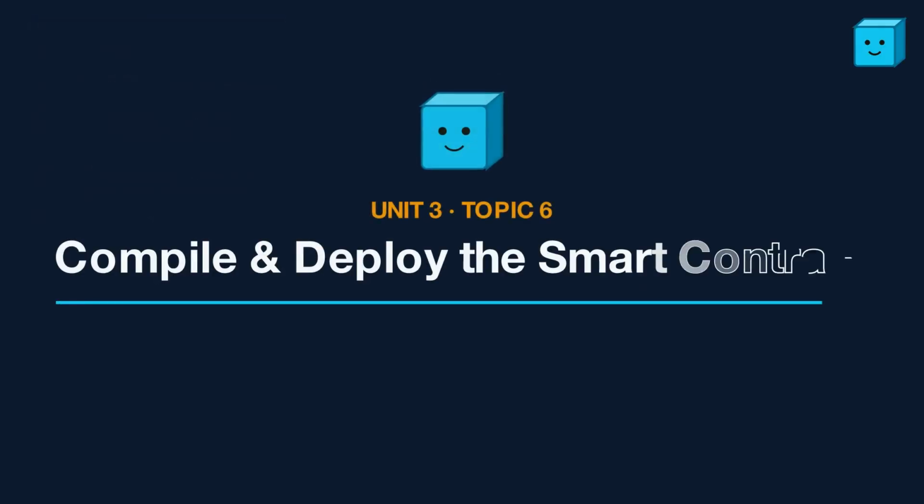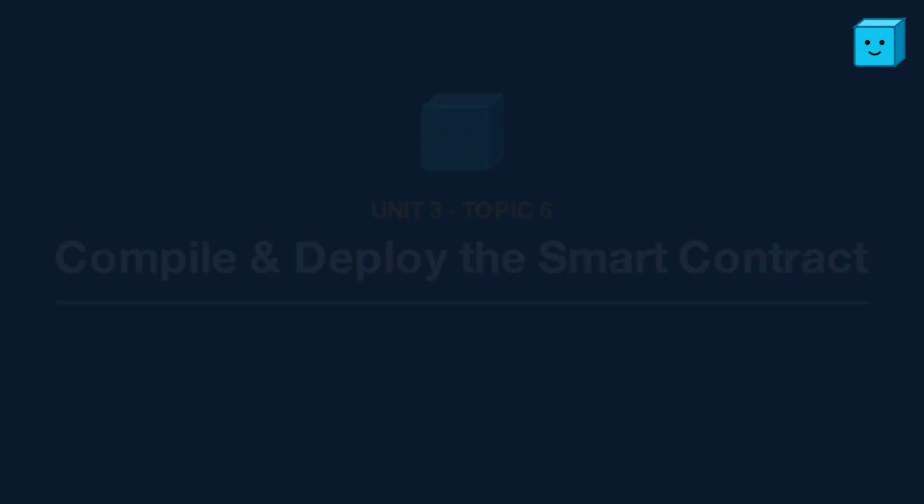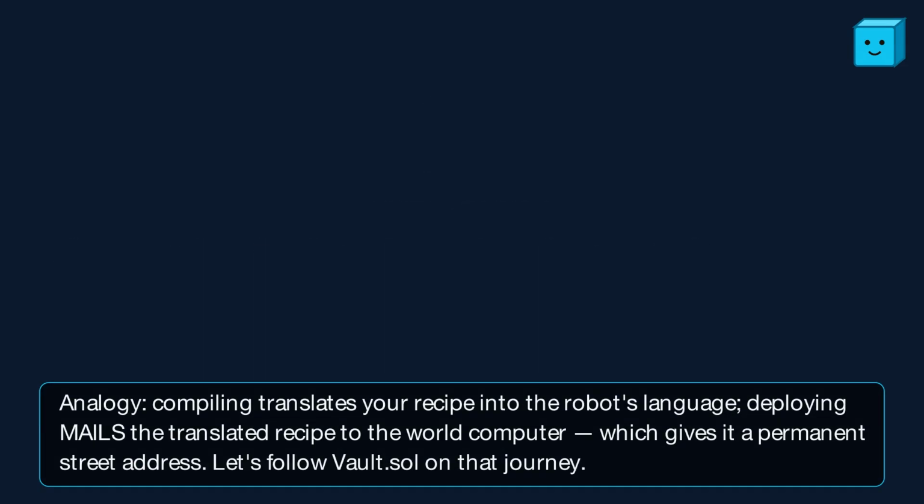Unit 3, Topic 6. Compile and deploy the smart contract. Analogy. Compiling translates your recipe into the robot's language. Deploying mails the translated recipe to the world computer, which gives it a permanent street address. Let's follow VaultSoul on that journey.